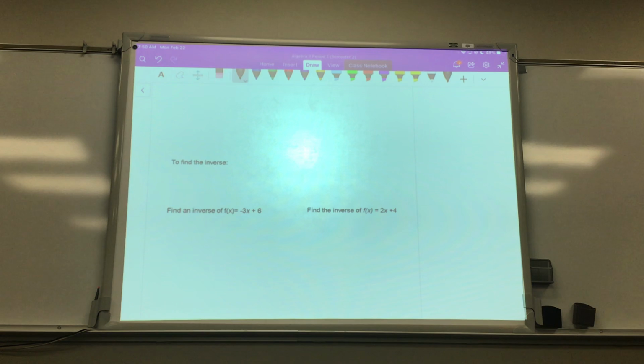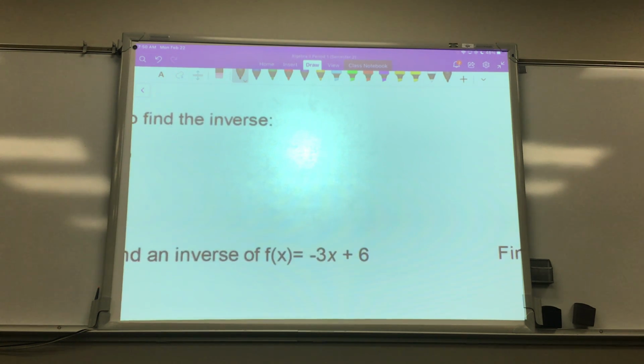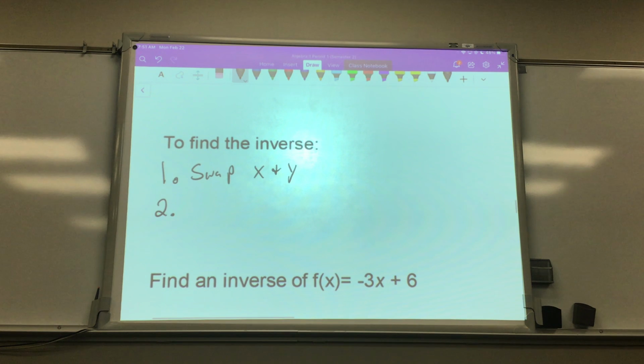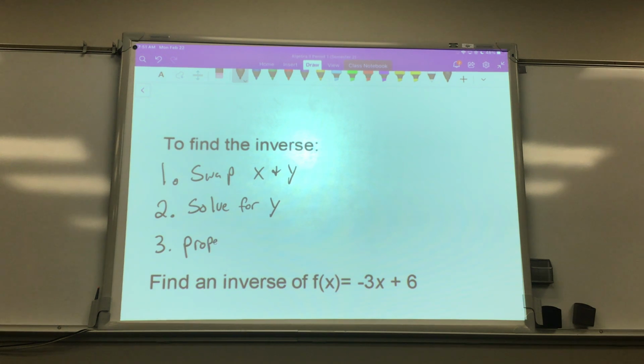Okay, so to find inverses, your first step, swap x and y. So you're going to get a function, you're going to flip your x and y. Second step, solve for y once you swap them. And then the third step, have your proper notation. So again, f inverse of x. That's your proper notation for an inverse function.